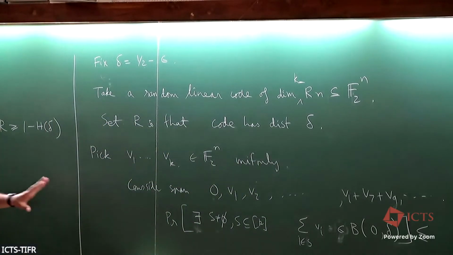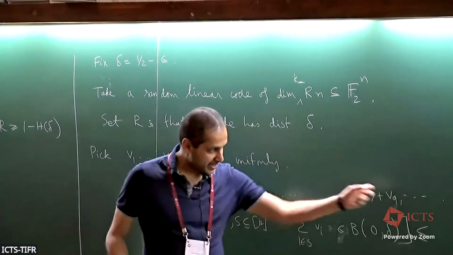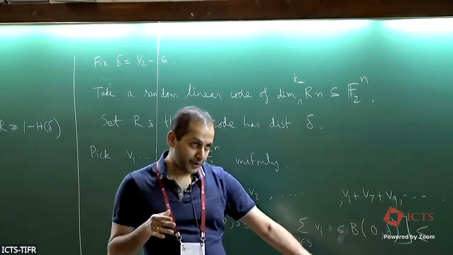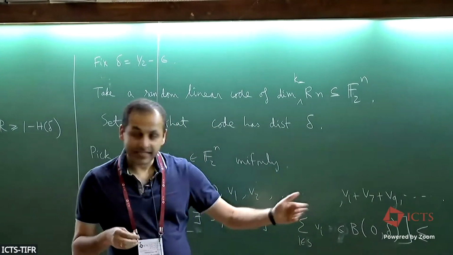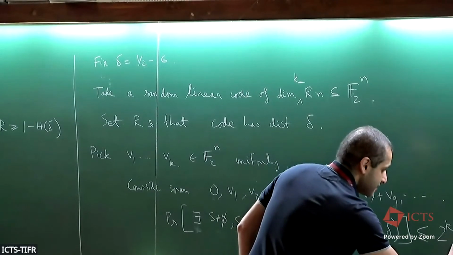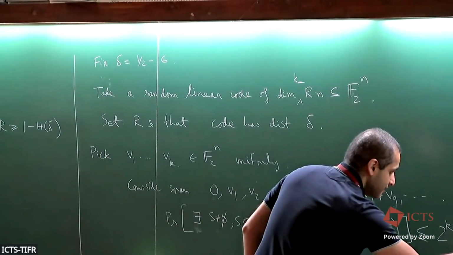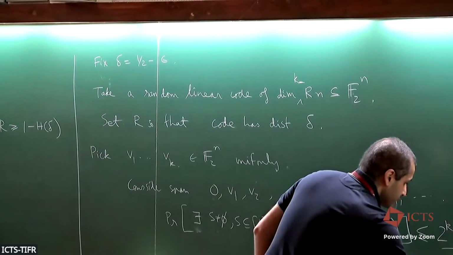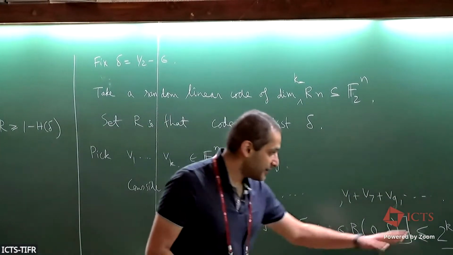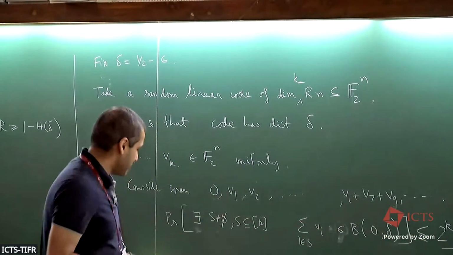This is the bad event. I want to bound the probability of this bad event. For each one of the combinations in there, the probability of it lying in there is at most the volume of the ball divided by 2 to the n, and there are 2 to the k such things. So it's at most 2 to the k times the size of the ball of radius delta around 0 over 2 to the n. And this is exactly the same Gilbert-Varshamov bound that we proved before.